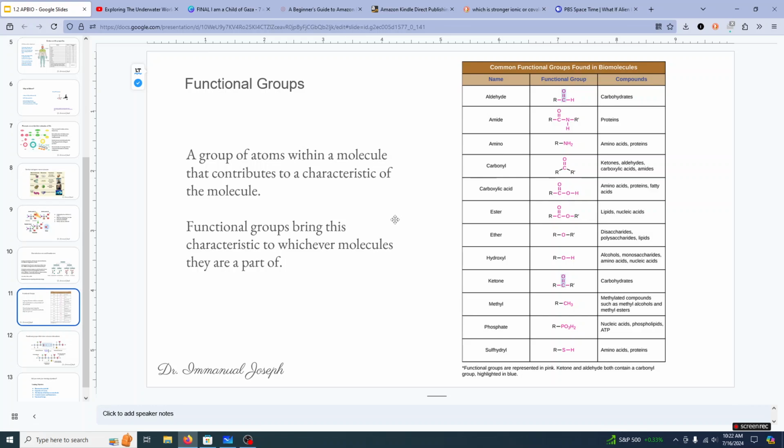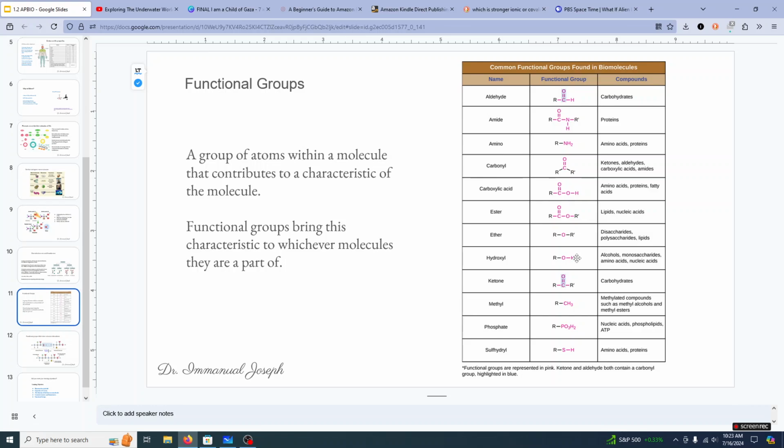Like, for example, O and H, okay, oxygen and hydrogen together. That's the hydroxyl group, OH. So this is a group of atoms. Oxygen and hydrogen are a group of atoms. And together, this group, whatever molecule it is attached to, it will give that molecule a unique characteristic. It will make it hydrophilic, and we will call it an alcohol.